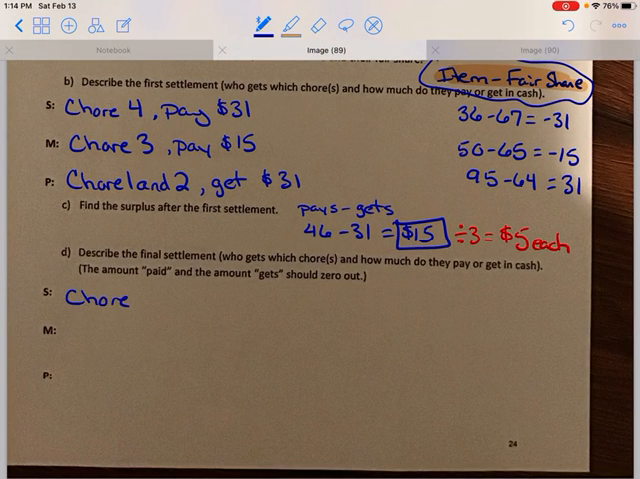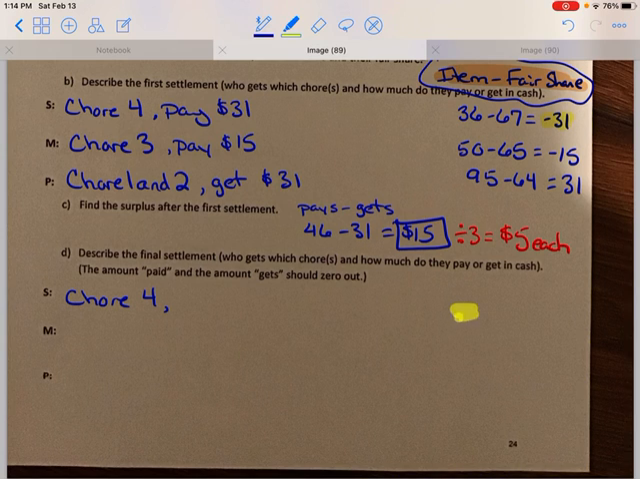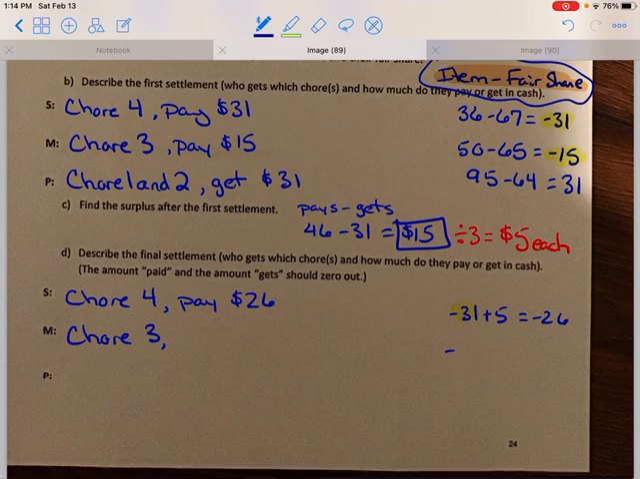All right, we're going to do our final settlement. Sally does chore 4. Remember, we pull that negative number down and put it down here. So negative 31 plus 5 from the surplus comes out to negative 26. So she's going to pay $26. Molly's going to do chore 3. We pull her number down. She has negative 15 plus 5. So instead of paying 15, she just has to pay 10. So she'll pay 10.